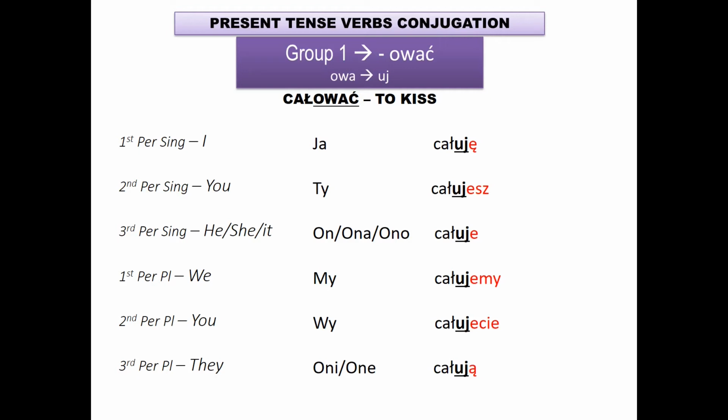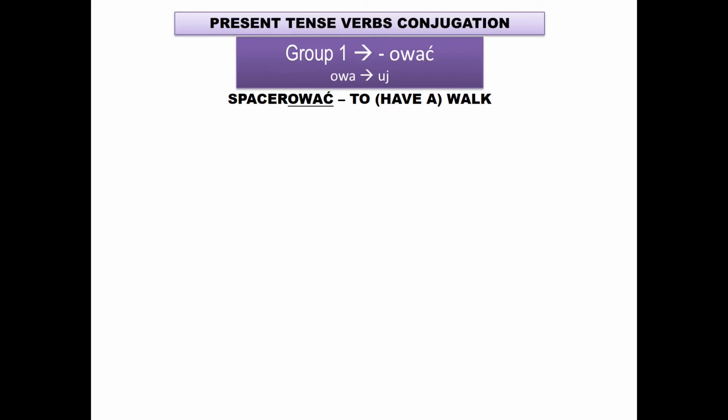So note that actually in the Polish language you don't have to use the person. You can omit the words ja, ty, my, wy, oni, etc., unlike in English, because the endings of the conjugated verb tell you the person. Let's look at another example. Spacerować, to have a walk, which comes from the word itself, spacer, which means a walk.